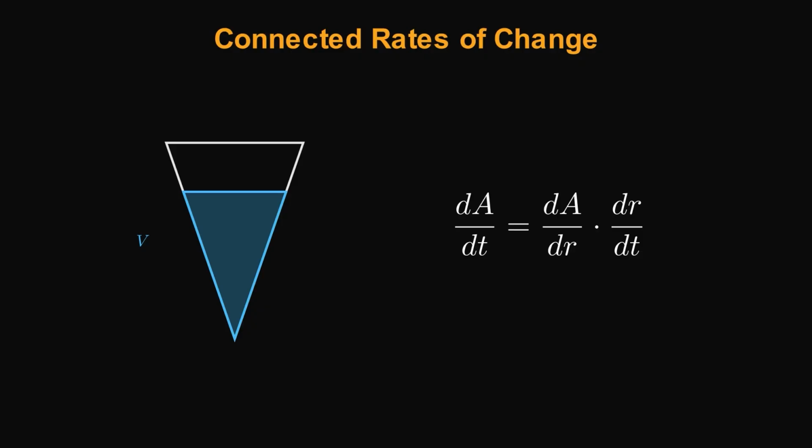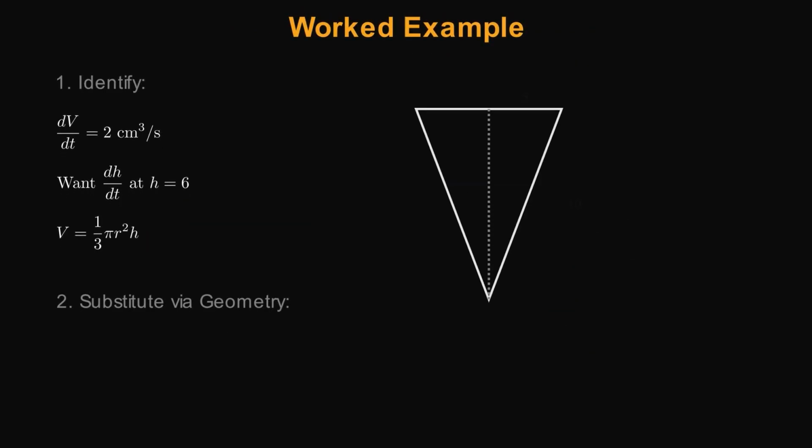So for instance, we might get dA by dt that we need to find, the change in area over time, and that's going to equal dA over dr times dr over dt, where maybe r is the radius. So let's say that water is poured into a cone at 2 centimeters cubed per second, and we know that the cone is 10 centimeters tall with a radius of 5 centimeters. We are then told to find how fast the water level rises when the depth is 6 centimeters.